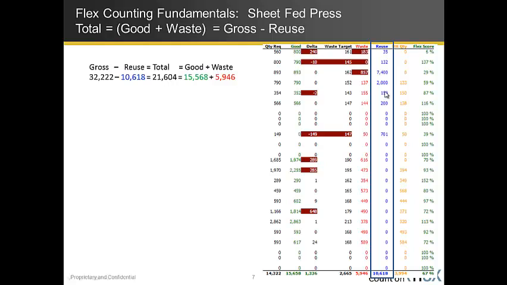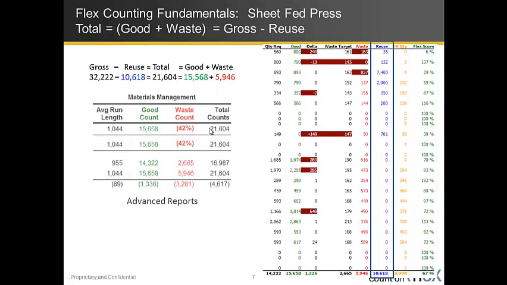In some cases, the operator used quite a bit of reuse to set the machine up on some of these jobs, which would take a long time to run the machine during the make ready. But there's 10,618 reuse counts. So basically, if we take those off the gross count, we'll see the inventory allocation that was required to make this much good plus that much waste. On the advanced reports in Flex, we see these numbers, and now as we see, this is a much better way to see the results. The actual amount of paper that was pulled from inventory was 4,617 over the plan for the materials from inventory.